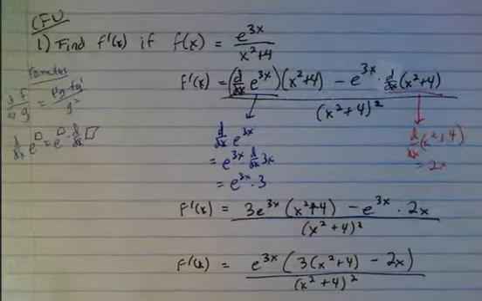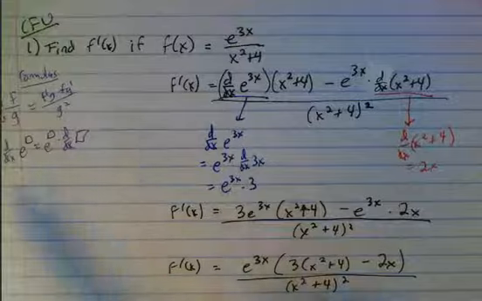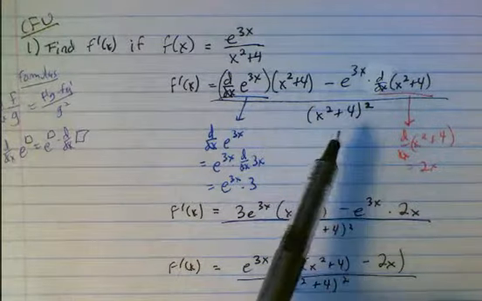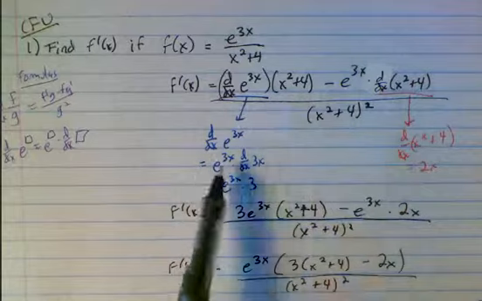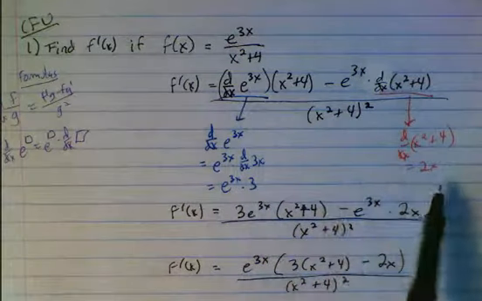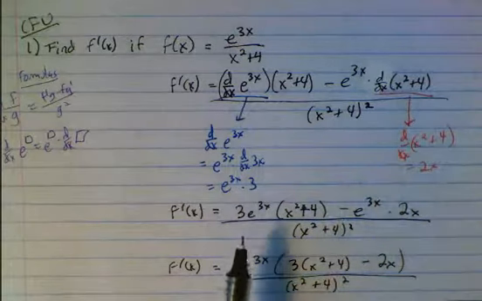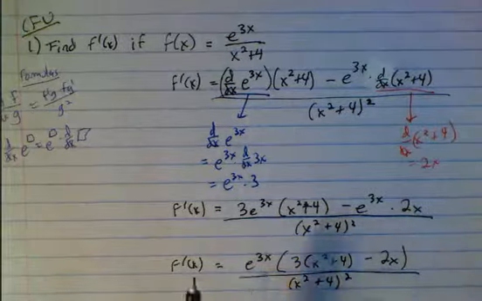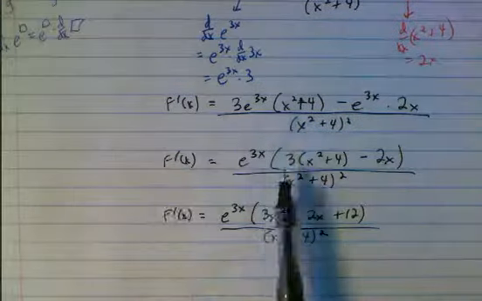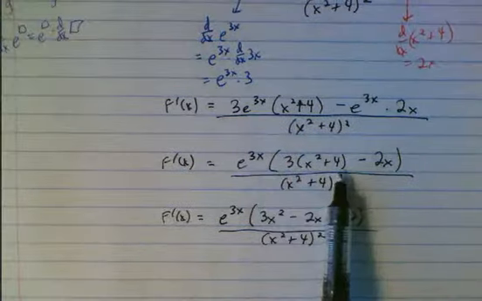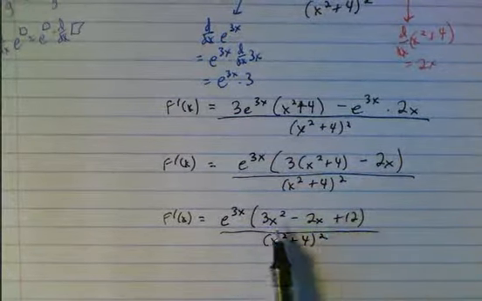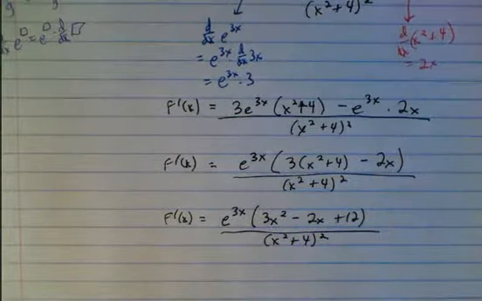Okay, this is what I have for this one. So we're definitely going to use the quotient rule. So here's the first step with the quotient rule. And then I separated out my derivatives to do them each separately. Merged them back in. Factored out the e to the 3x. Distributed this 3 to get 3x squared plus 12 minus 2x. Just wrote it in the standard order, and I kept that denominator all the way through.